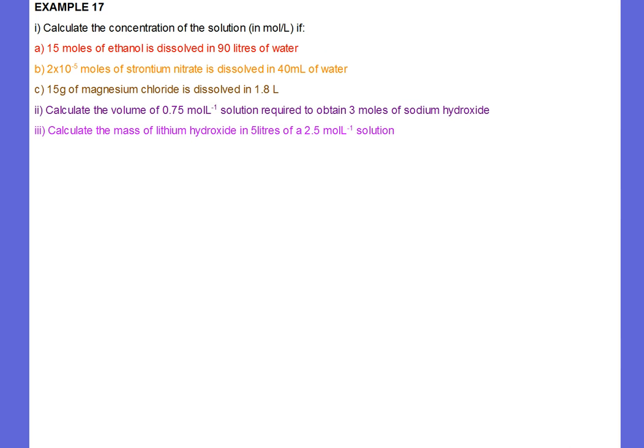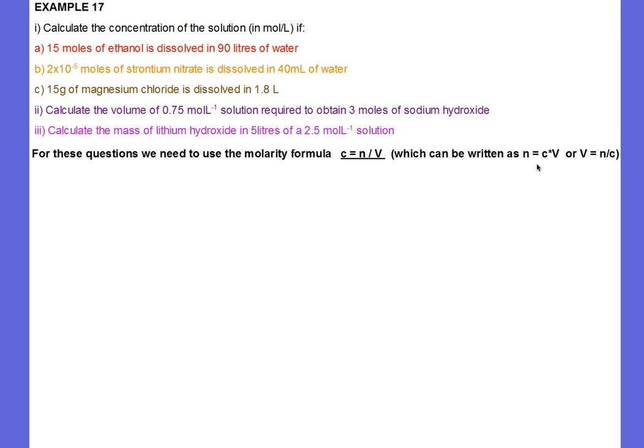Let's review what molarity is. First of all, for these questions, we've got to know what the molarity formula is. And that is concentration in molarity, or moles per litre, is number of moles divided by the volume, which you can also write as number of moles equals concentration times volume, or volume equals number of moles divided by concentration. In order, it's the two rearrangements of that same formula.